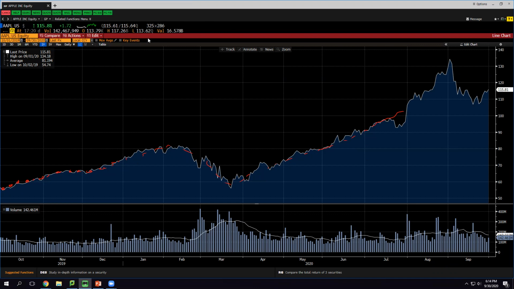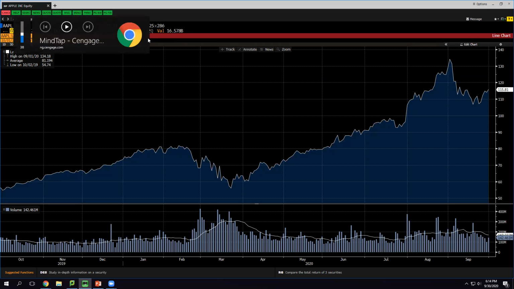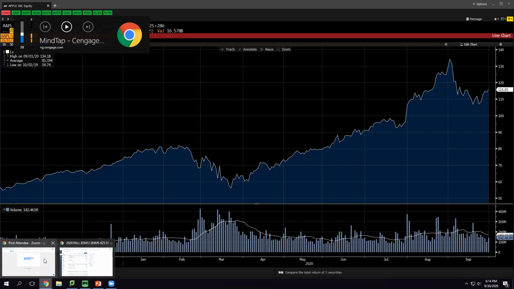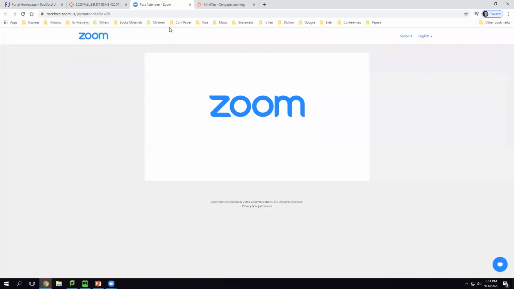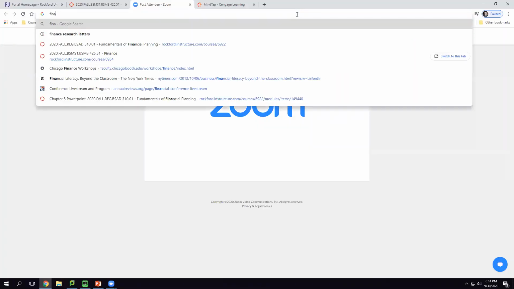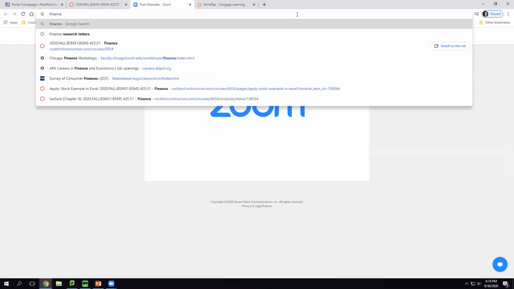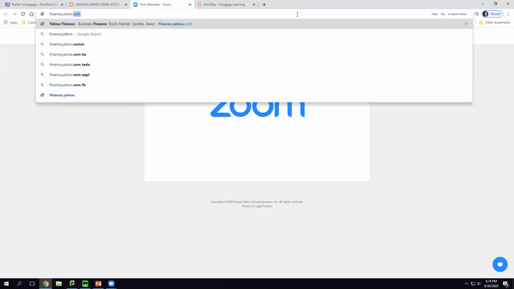That makes sense because, if you were to invest, don't they usually tell you your daily return and then your total return? Exactly. For example, let me open a finance page. Yahoo Finance.